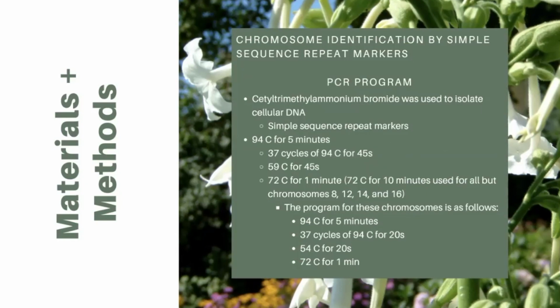And began with the first cycle, which was run at 94 degrees Celsius for 5 minutes. This is part of the denaturing process, which splits the DNA strands in two. And this was run for 37 cycles at 94 degrees Celsius for 45 seconds each cycle. And then the next part of the PCR program involved it being run at 59 degrees Celsius for 45 seconds.